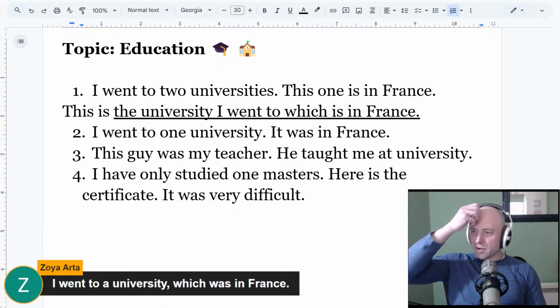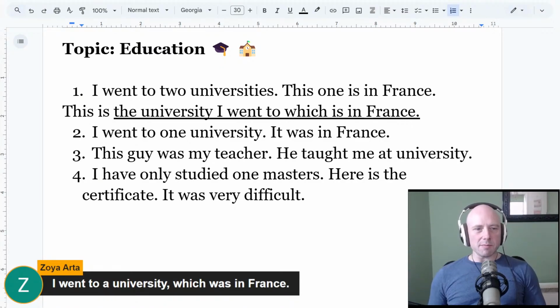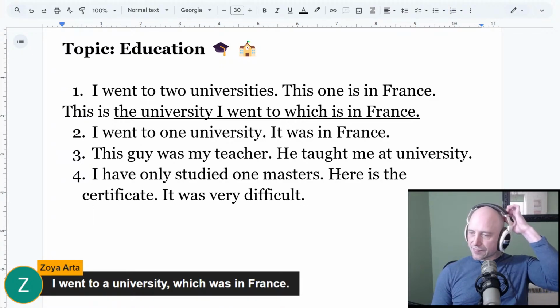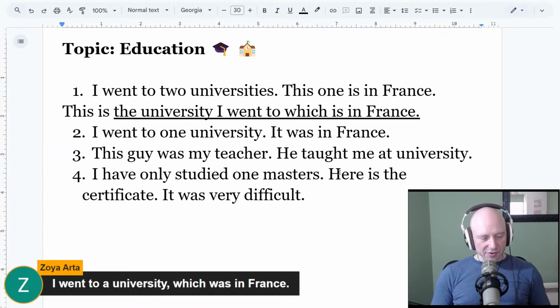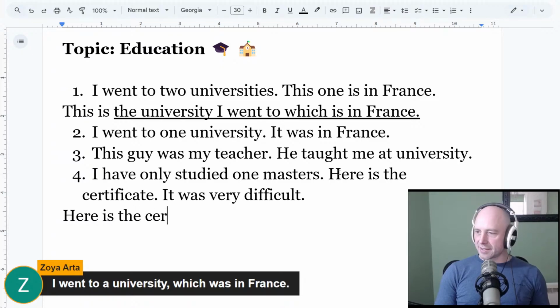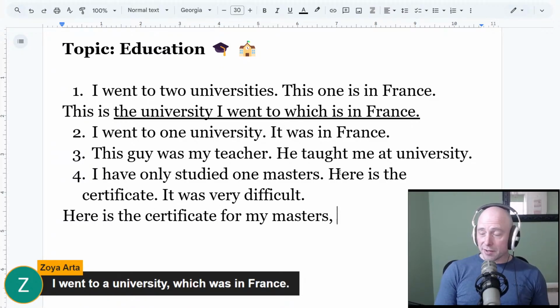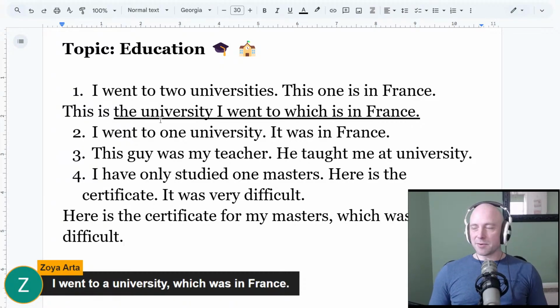How about number 4? I have only studied one master's. Here is the certificate. It was very difficult. A little bit tricky. What can we do for this? Here is the certificate for my master's, comma, which was very difficult. There we go. So non-defining, adding information.